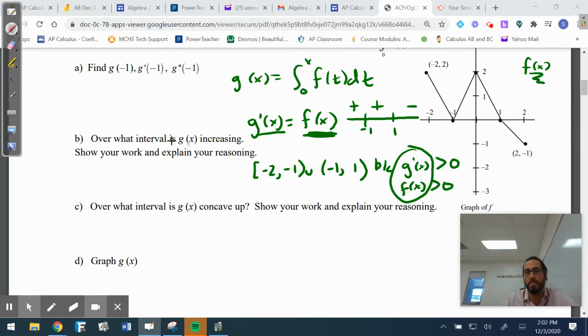And then I can even do, hey, when it's decreasing, right? But you've got to make sure you explain your reasoning. And my explanation for that would be because g prime of x is greater than 0. And how did I know that g prime of x was greater than 0? Because f of x is greater than 0, and they're equal to each other.